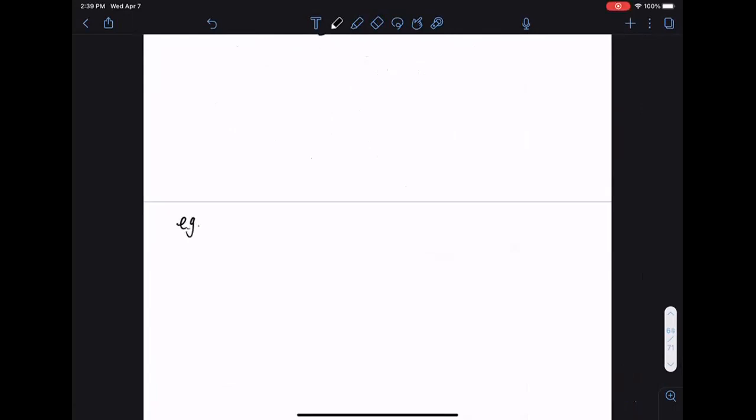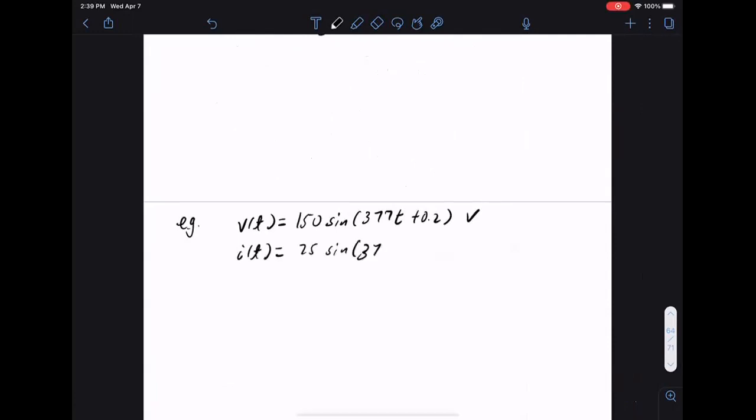Okay, so let's say we're given some time domain signals. Say 150 sine 377t plus 0.2 volts. So that's our voltage. Our current is 25 sine 377t minus 0.5 amps. Okay, so these are our voltage and current.